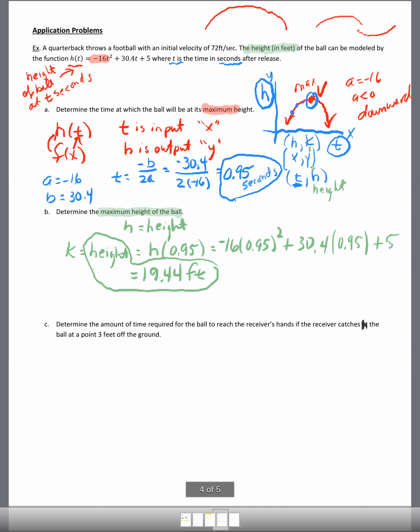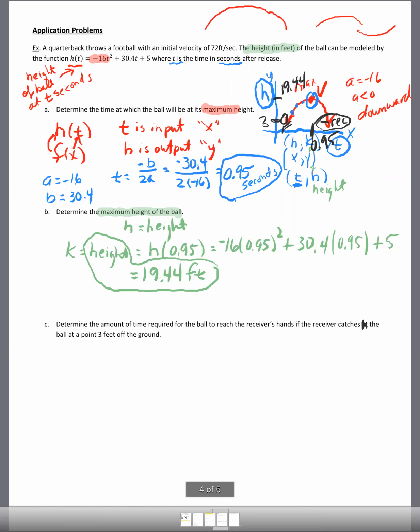So let's go back and look at our picture. It's definitely not to scale by any means, but right here we said that this number was 19.44 feet. It happened at 0.95 seconds, and they want to know how long, the amount of time required for the ball to reach the receiver's hand. Well, here's the quarterback at the beginning. The receiver is going to be over here, and he's at 3 feet. He's at this level at 3 feet right there.